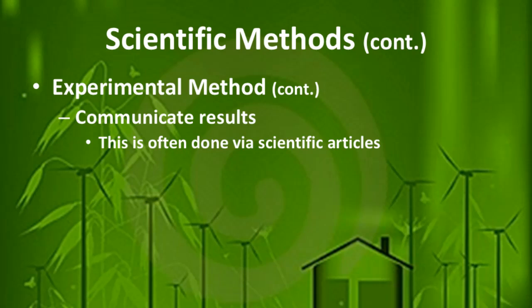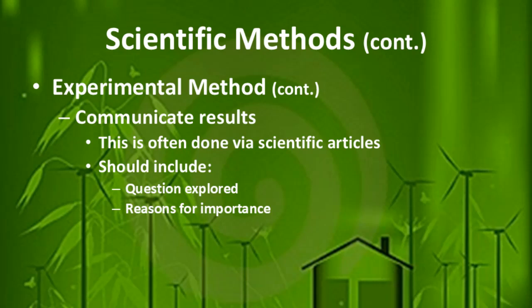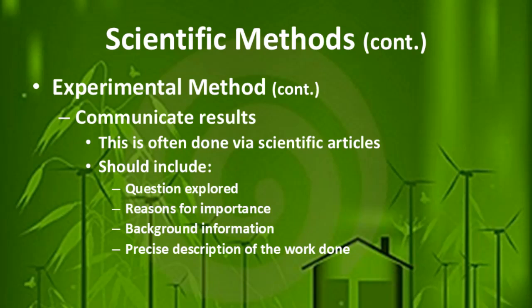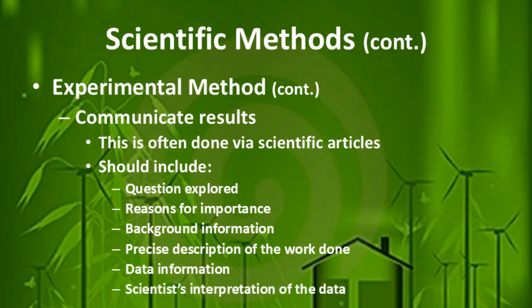When scientists think their results are important, they usually publish their findings in some sort of scientific article or journal. A scientific journal includes the question that the science explored, the reasons why the question is important, at least to that particular scientist, maybe some background information, and then a precise description of how the experiment was done and what kind of data they collected and what their data resulted in. Now, they may not give all the individual pieces of data, but they usually do it in a form of an average of some sort. And then the scientist's interpretation of what that data means.